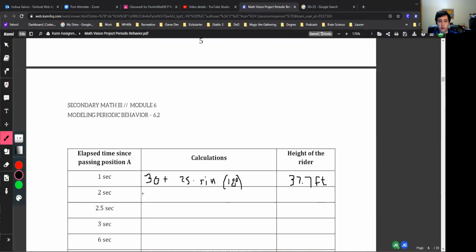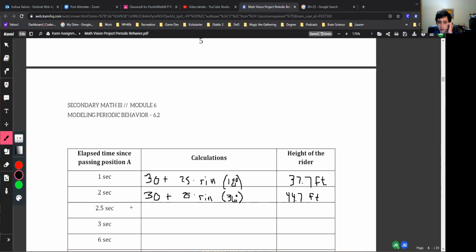Okay, 2 seconds we already knew. That was going to be 30 plus 25 times the sine of 36 degrees, and we said that that was 44.7 feet.